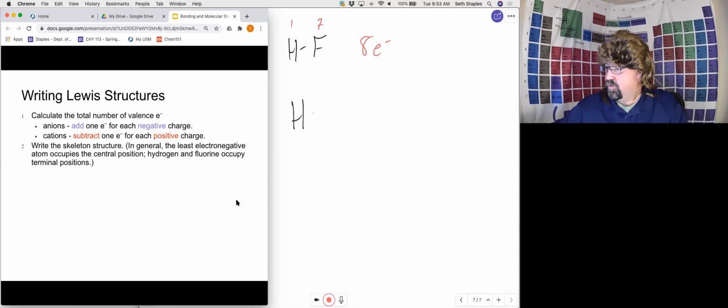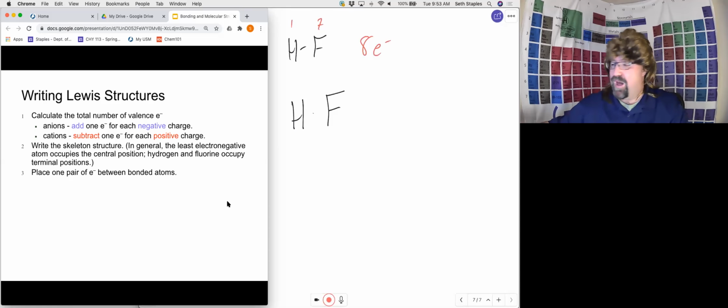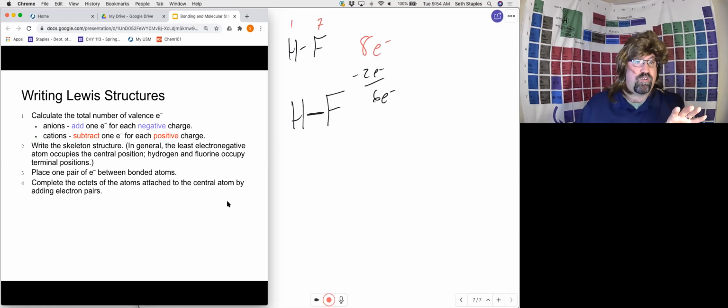But we're going to write out our skeleton structure with H and F. And then we're going to place 1 pair of electrons between our bonded atoms. So there's 1 pair of electrons right here. We're just going to connect everything with single bonds. Again, this is simple, just HF. We'll look at some more difficult examples coming up. But here we have HF. And so now we've used 2 of our electrons. So we still have 6 electrons that we need to place around our Lewis structure.